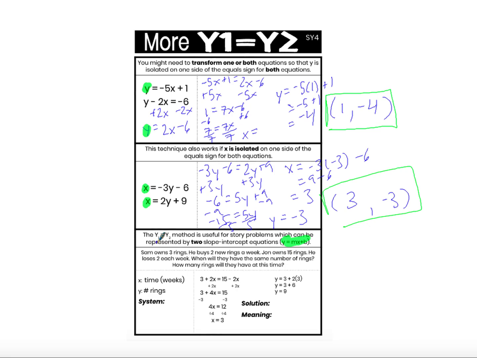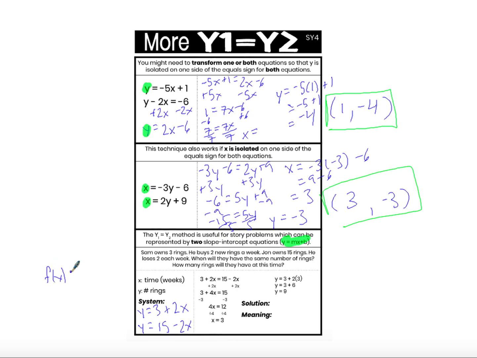The system is going to have 1 equation for Sam. So Sam owns 3 rings, and he buys 2 new rings a week. So start value of 3, rate of change of 2: plus 2, plus 2, plus 2 becomes plus 2x. We write a second equation for John. John owns 15, but he loses 2 a week. So minus 2, minus 2, minus 2 becomes minus 2x.